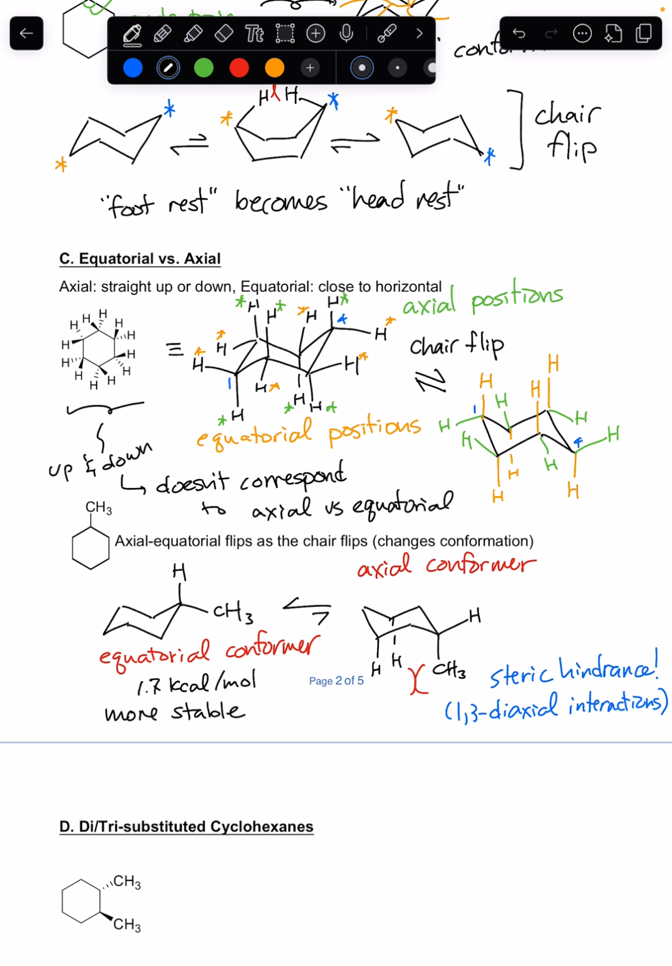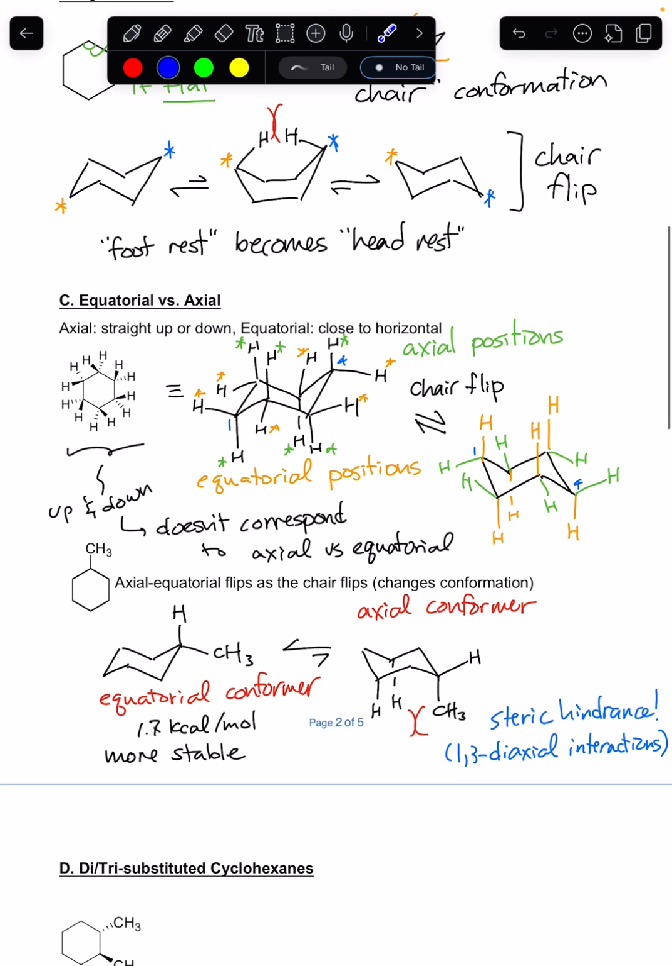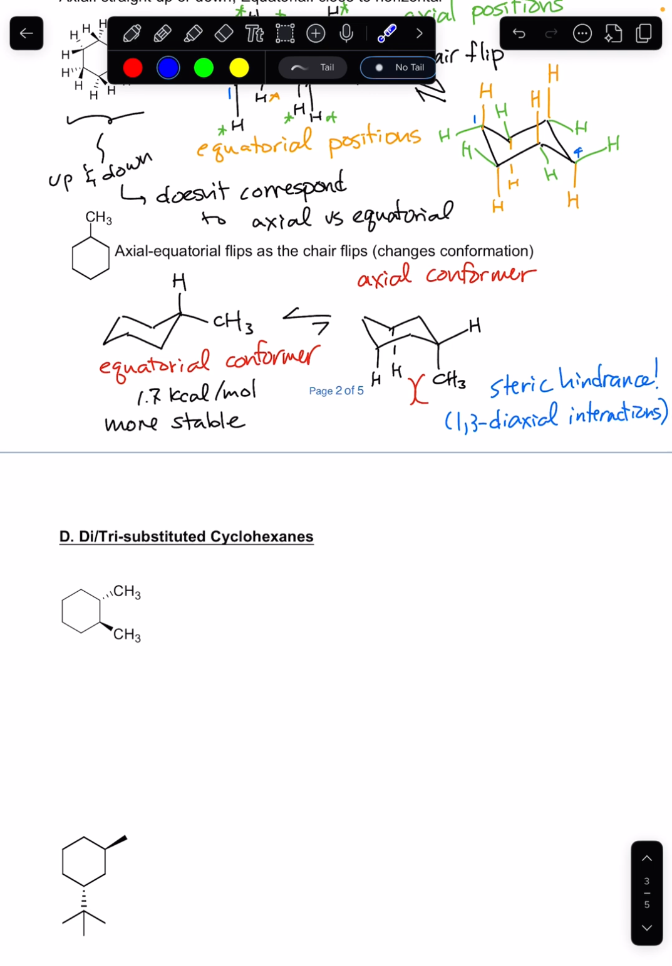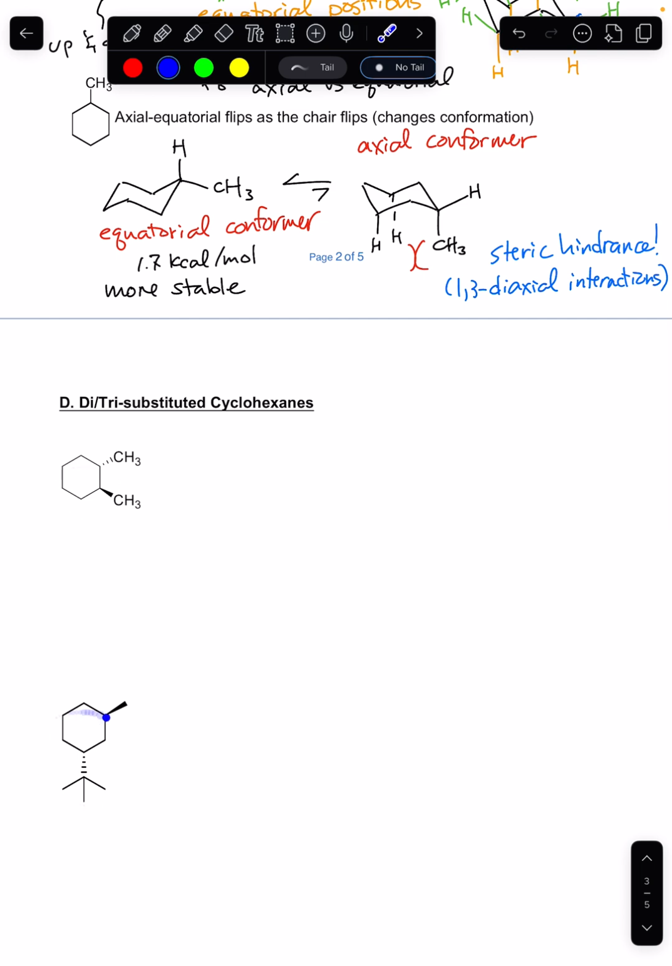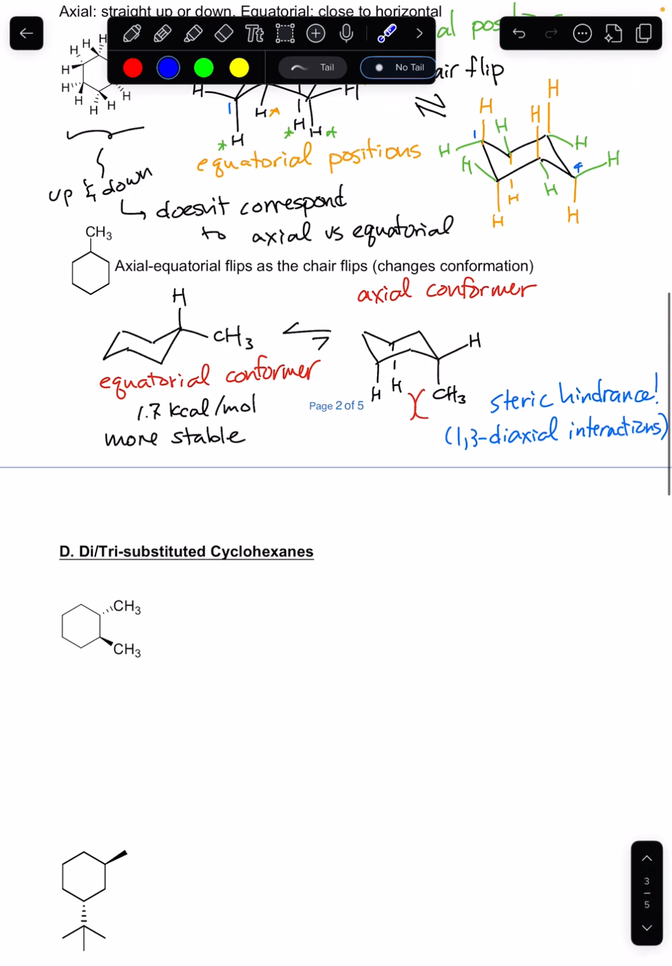And for our class especially, of course, I don't necessarily need you to remember specifics like these numbers, but I want you to definitely be able to predict that this is the preferred conformation. Now, when you just have a single substituent, it's pretty easy, because whenever it's in the equatorial position, that's the more stable conformation.